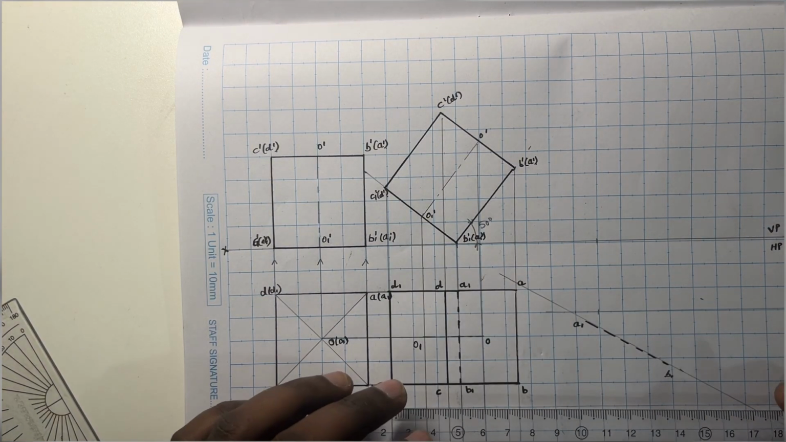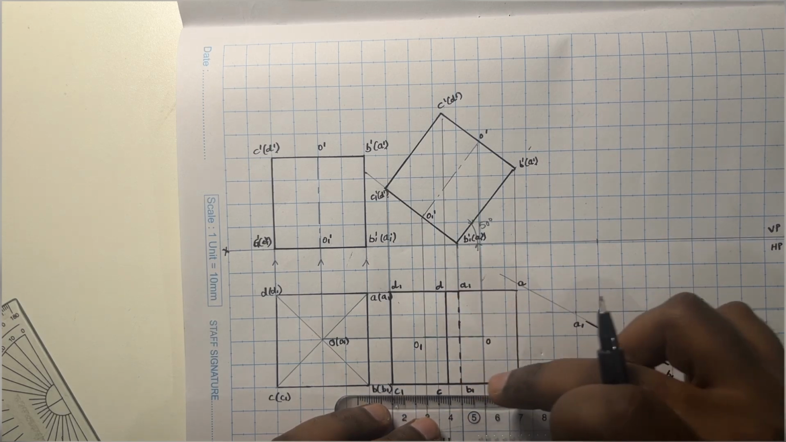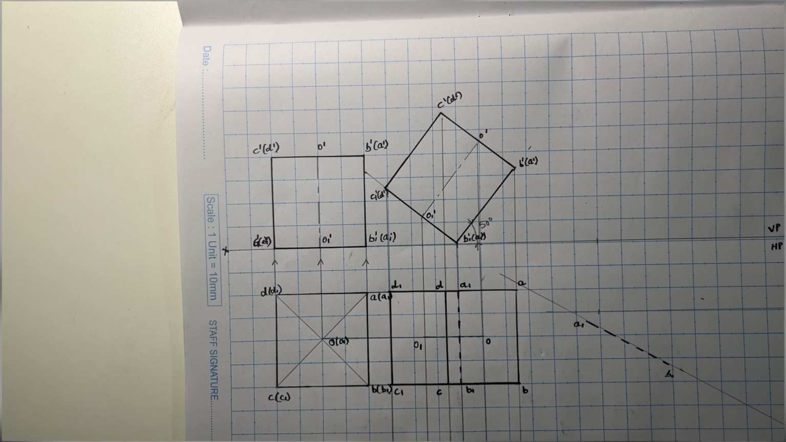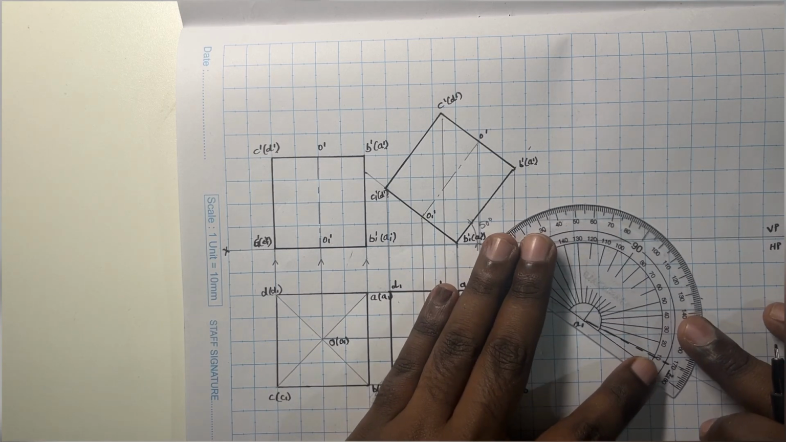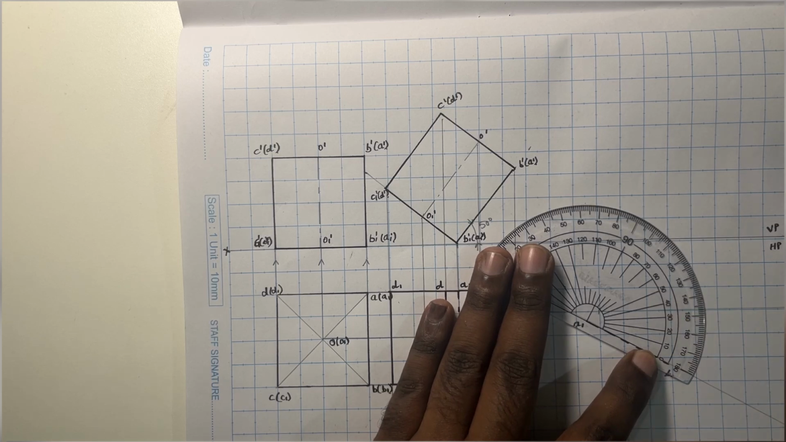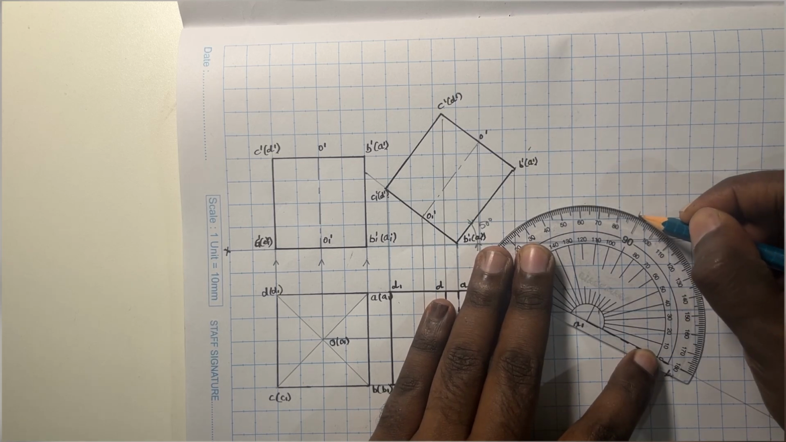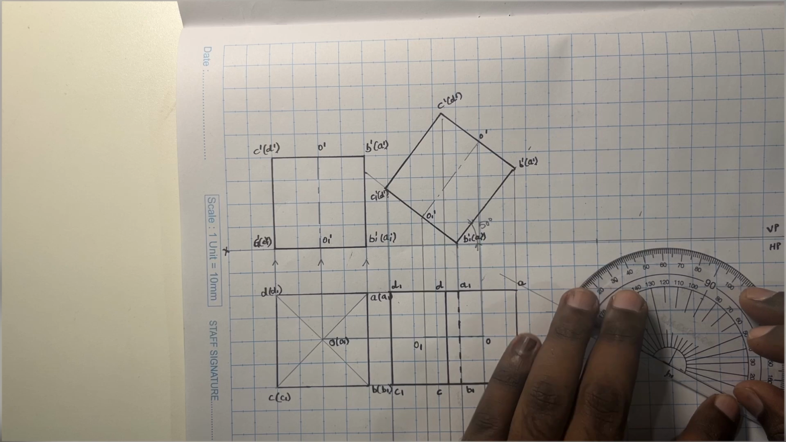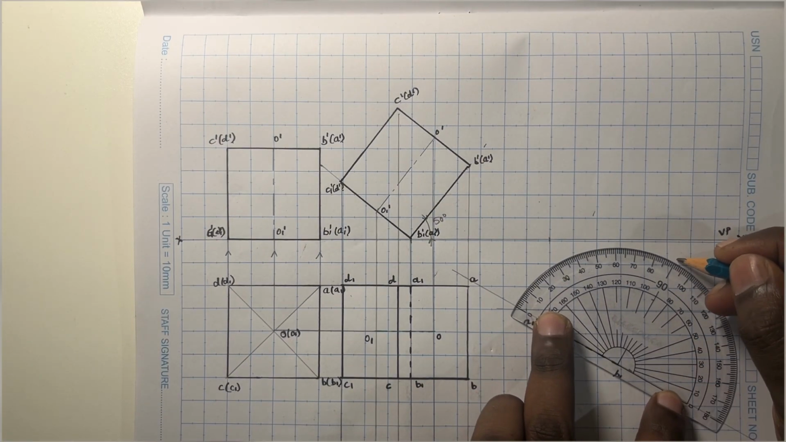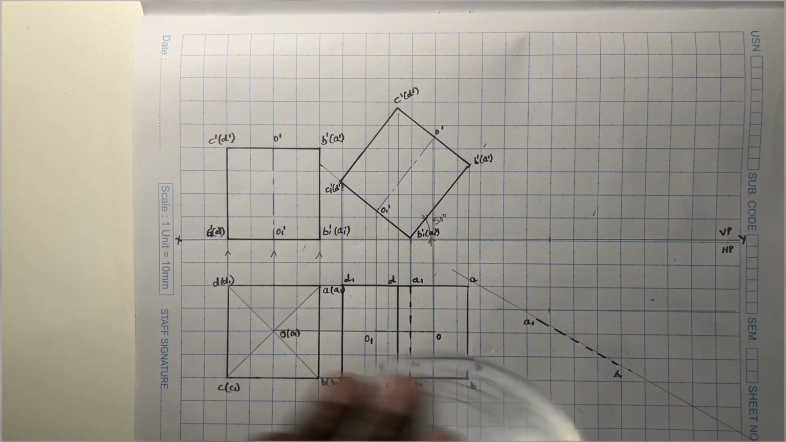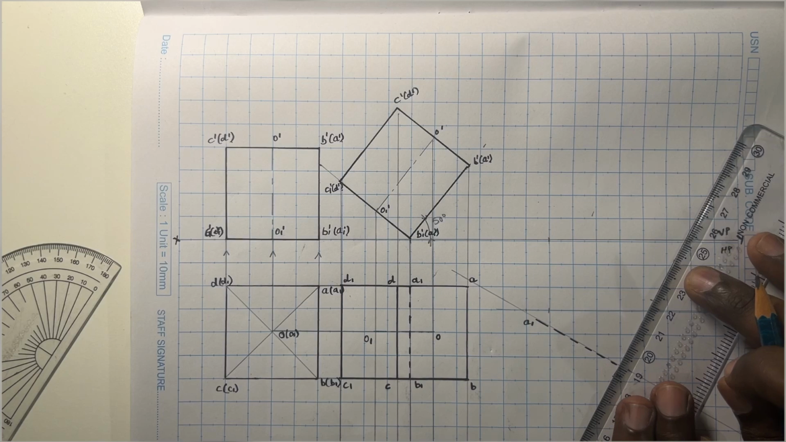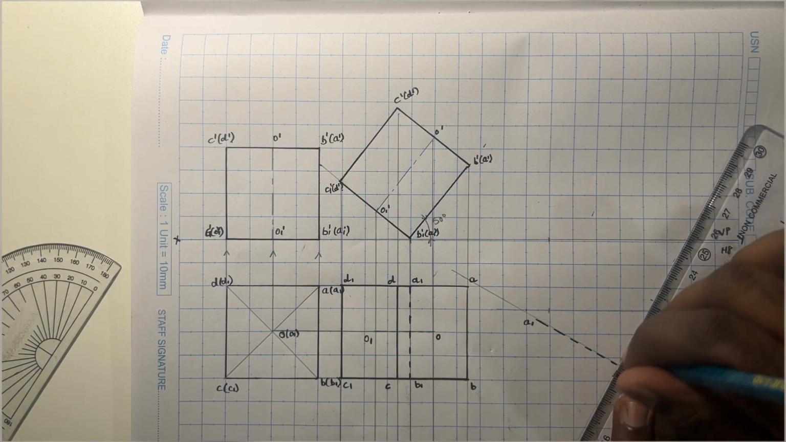Now if I'm going to draw a perpendicular line passing through A1 and B1, I'll be getting all these points, correct? So let me do that. I'll mark 90 degrees from A1 and B1 as the reference. So this is A1 and this point is B1. 90 degrees is marked. So let me draw this 90 degree line first.